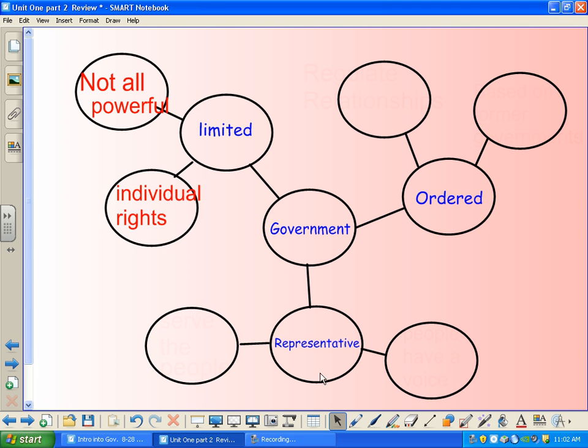All right, so let's just keep going around the circle here. We're looking down now at representative. Representative also means that it's going to serve the people. The people's voice needs to be heard. And as the representative to the government, they are to be aware of what the people they represent feel, what their concerns are, and they should be considering them whenever they make decisions as part of the government.